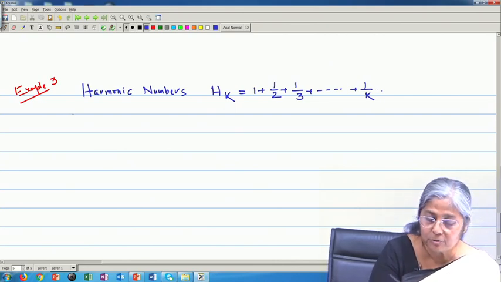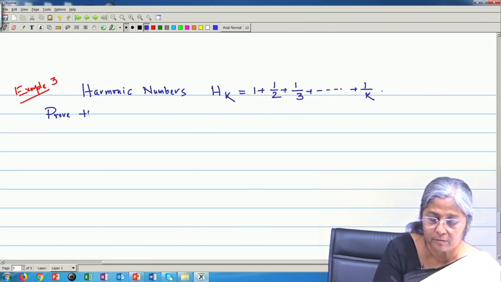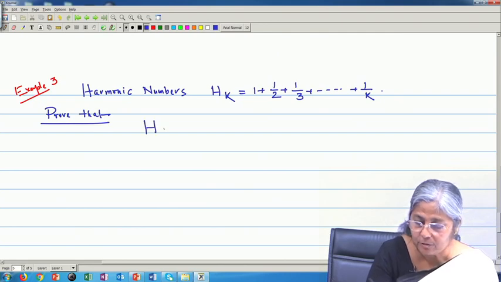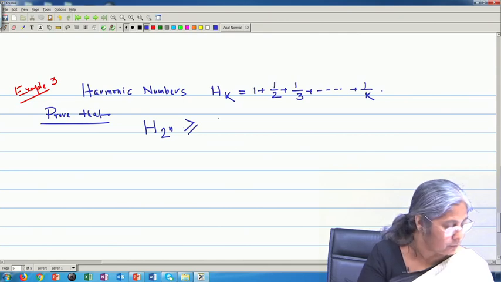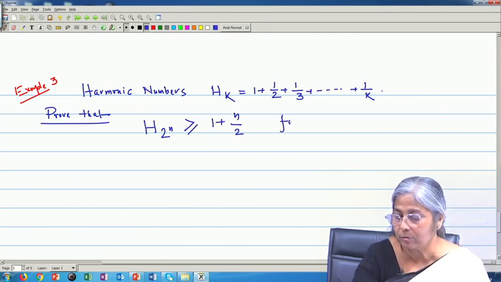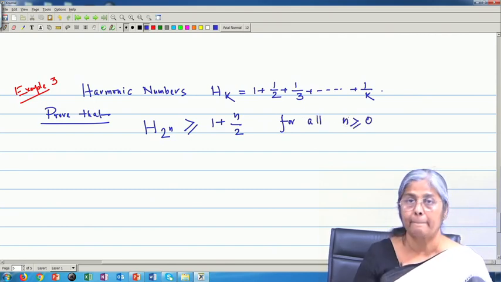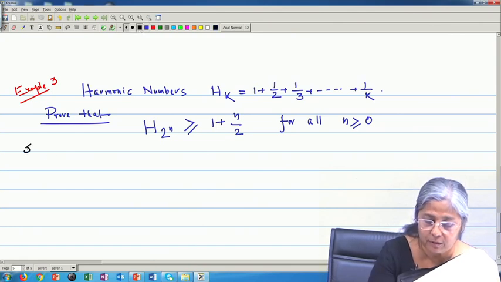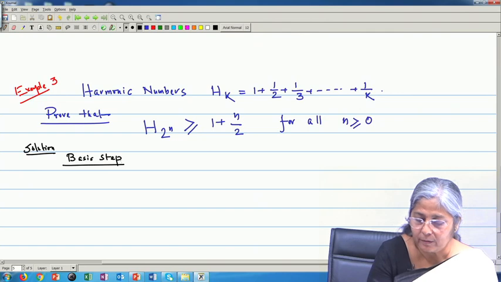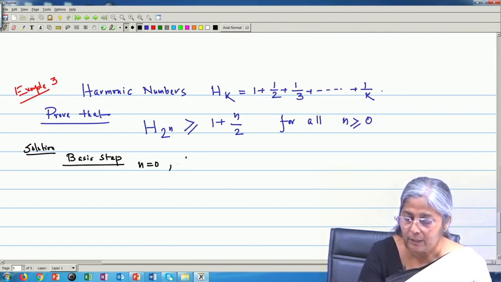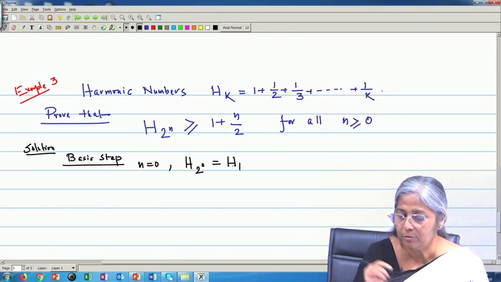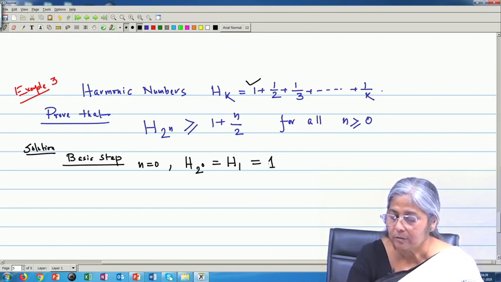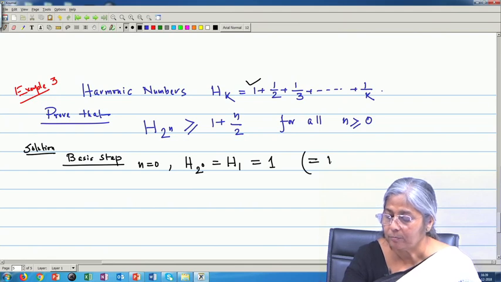Now, one is that we can prove that H of 2 to the power n is greater than or equal to 1 plus n by 2 for all n greater than or equal to 0. Here we directly apply our mathematical induction. So, what is our basis step? For our basis step, we see for n equal to 0, H of 2 to the power 0 equals H 1 equals 1. So, I can write this is equal to 1 plus 0 by 2. So, this is true. So, our basis step is true.